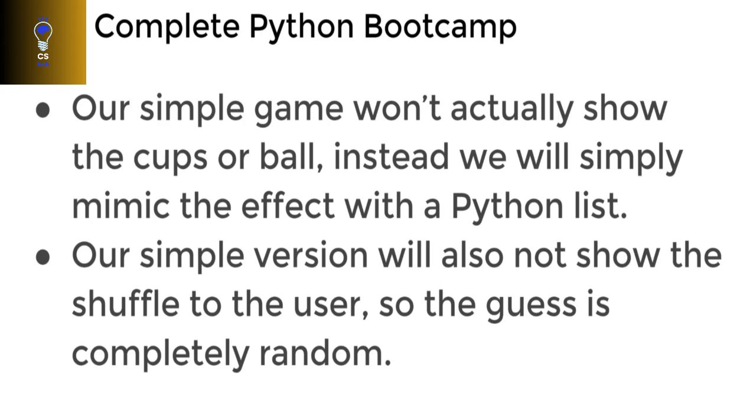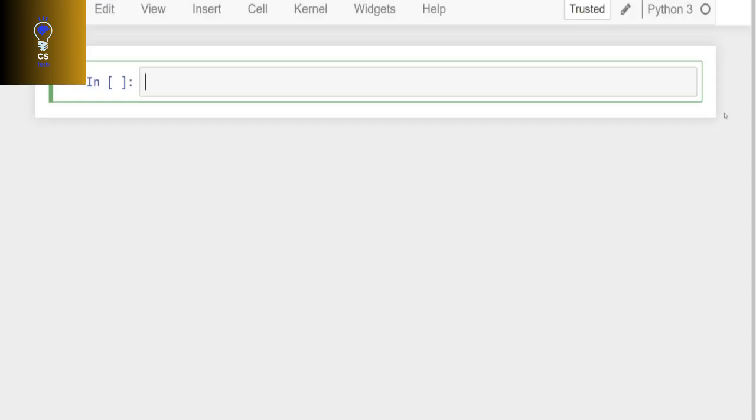And our simple version will also not show the shuffling to the user, so the guess for the user will just be completely random. Our main focus here is to show you how multiple functions can end up interacting with each other and returning objects to each other. Okay, let's get started. All right, here we are in the Jupyter Notebook.